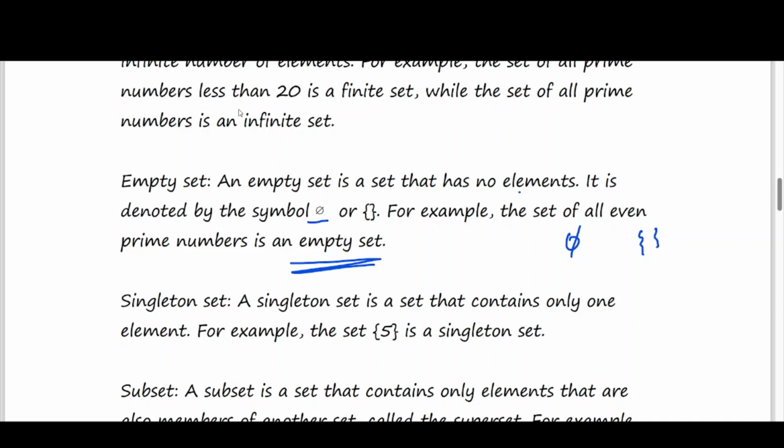So the set of all even prime numbers is an empty set. Okay. Now see singleton set.